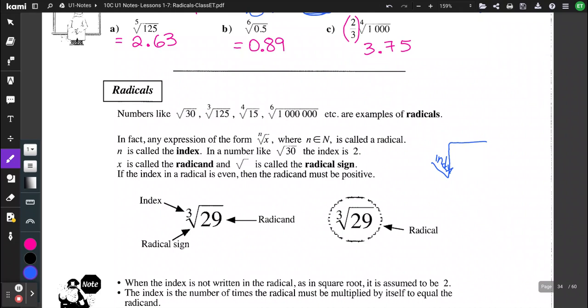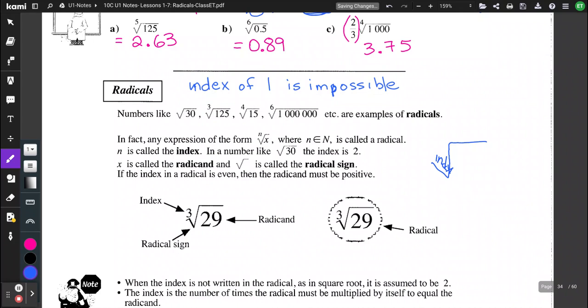If you don't see an index, that is the only time the number 2 can hide. So if you don't see one, it's a 2. Otherwise, they have to show you every number bigger. There will never be a root sign with an index of 1, so we will write: index of 1 doesn't exist. It's impossible, because we need a minimum of 2 numbers to create an answer, not just 1 number.